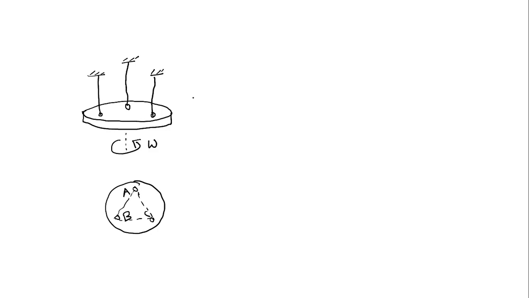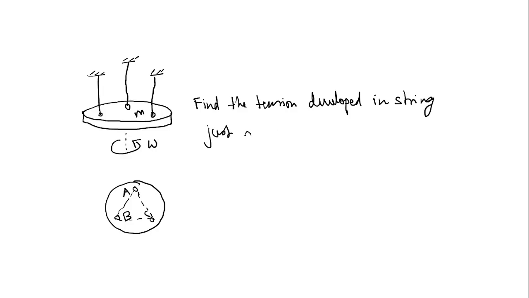So I ask you, if this disk is given a certain angular velocity omega, what tension will develop? Its mass is m. Find the tension developed in strings just after the angular velocity is given. So you try this and find the answer just after the angular velocity is given.